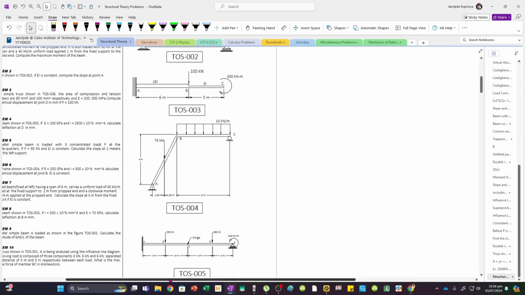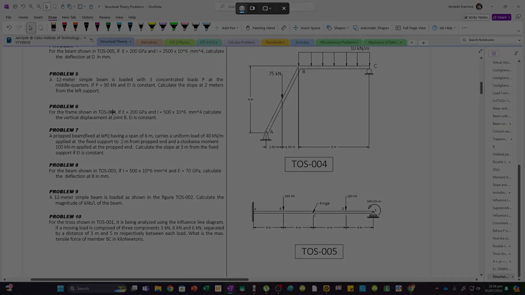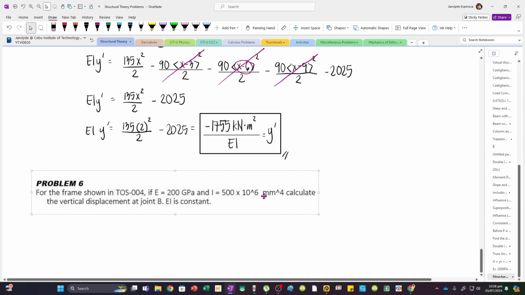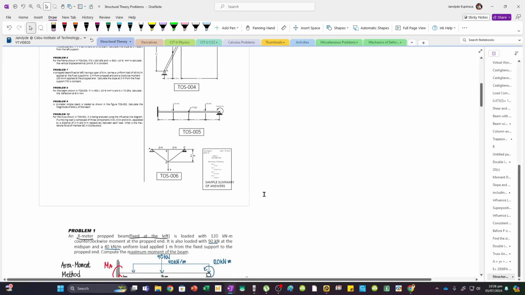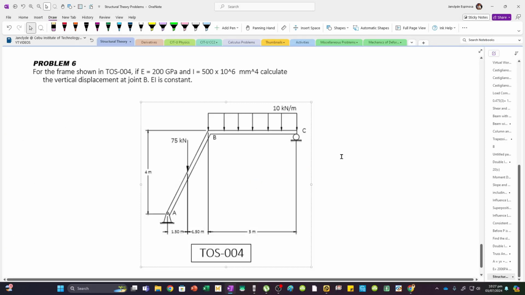Now we have number 6. So this is now a frame. So we have to apply virtual work. We have this problem and then the figure is TOS 004, which is this one. Problem 6. Inclined, so virtual work.